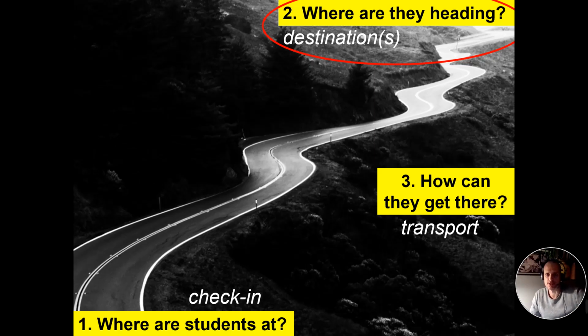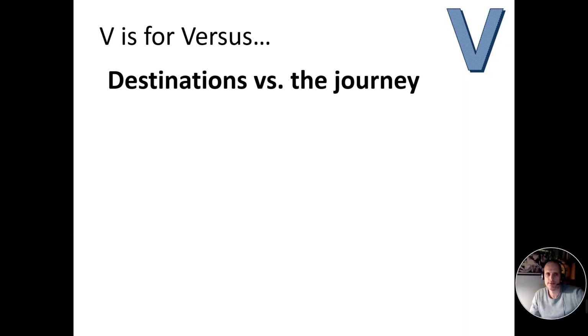So destinations, where you want to take them: so-called learning outcomes, learning objectives, learning goals, learning aims, learning intentions. There are lots of interchangeable words, and an immense amount of time is spent trying to differentiate between them, but ultimately they're all destinations. They're all, okay, where are we trying to take students?